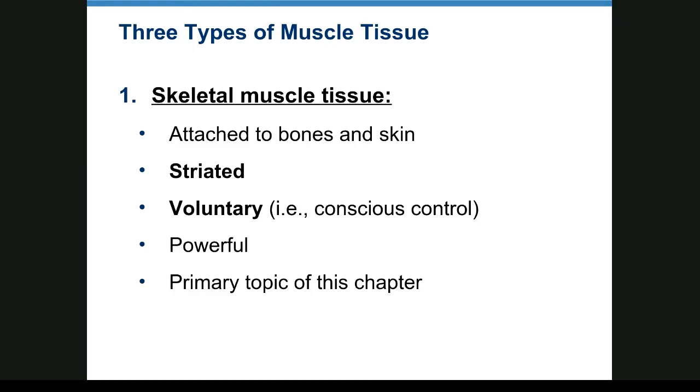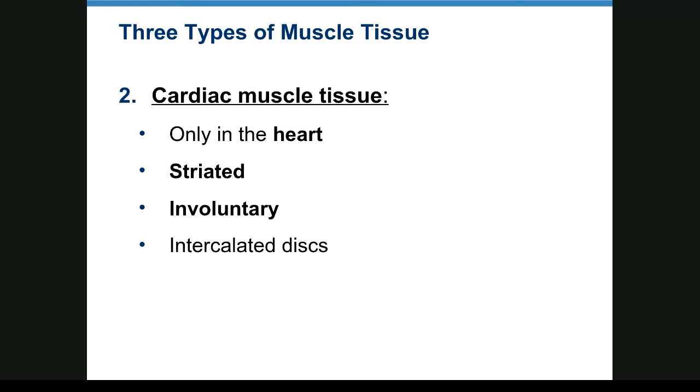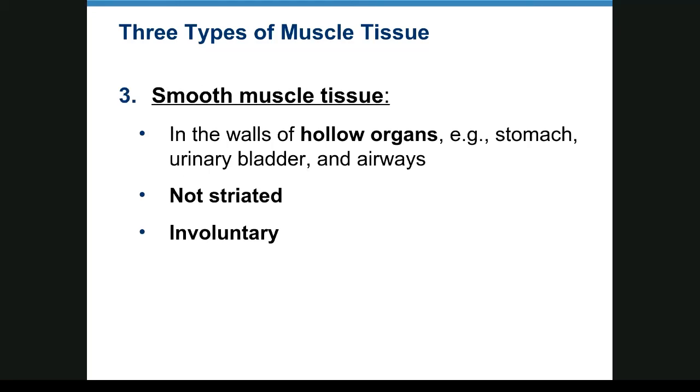this chapter. Cardiac muscle has its own chapter later on next semester, only in the heart, striated, involuntary, and has intercalated discs that are their distinguishing characteristic. Smooth muscles, hollow organs, except of course the heart, stomach, urinary bladder, airways, not striated and involuntary.